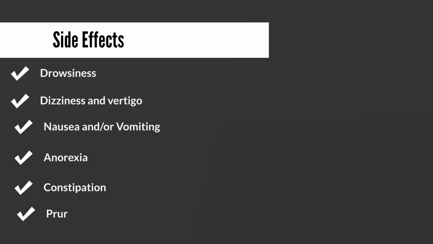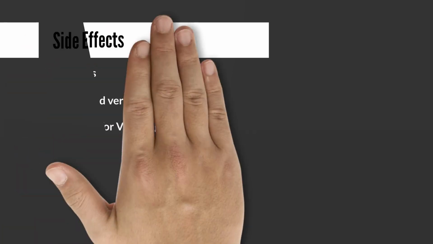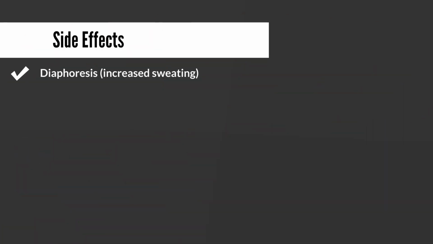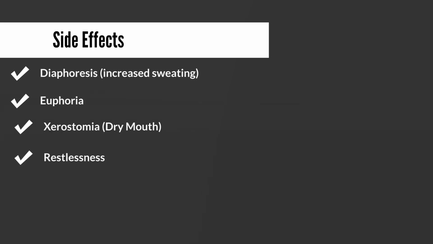constipation. Pruritus, which is itching, diaphoresis or increased sweating, as well as euphoria, which we talked about earlier, xerostomia or dry mouth, as well as restlessness and seizures have all been reported. So with respect to seizures, I'll talk about that in the precautions, but if you have a history of seizures, you just want to double check with your doctor to see if Tramadol is actually appropriate for you.